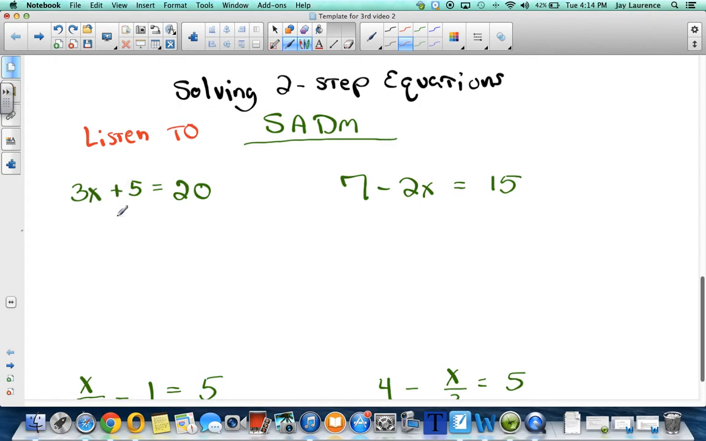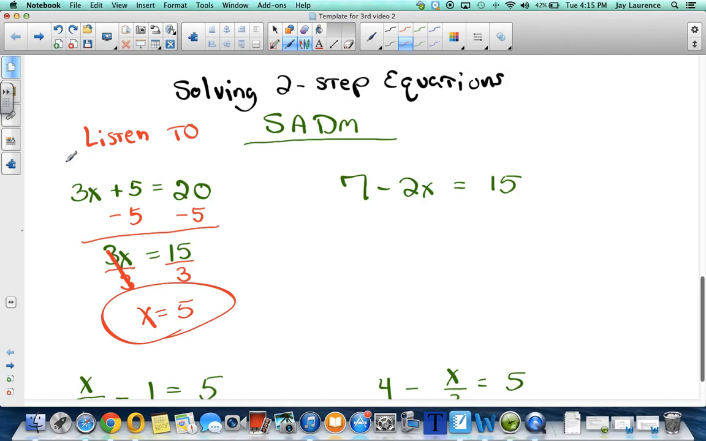How do I undo addition? I use the inverse operation. I subtract, but I must do it to both sides. And so I will get 3x equals 15, and then I've got to undo this multiplication. Well, I undo multiplication by dividing. And so I get x equals 5. And there you go. Now I'm going to check my answer. I'm going to go 3 times 5 plus 5. 3 times 5 is 15, plus 5 is 20. It checks because I got the 20.